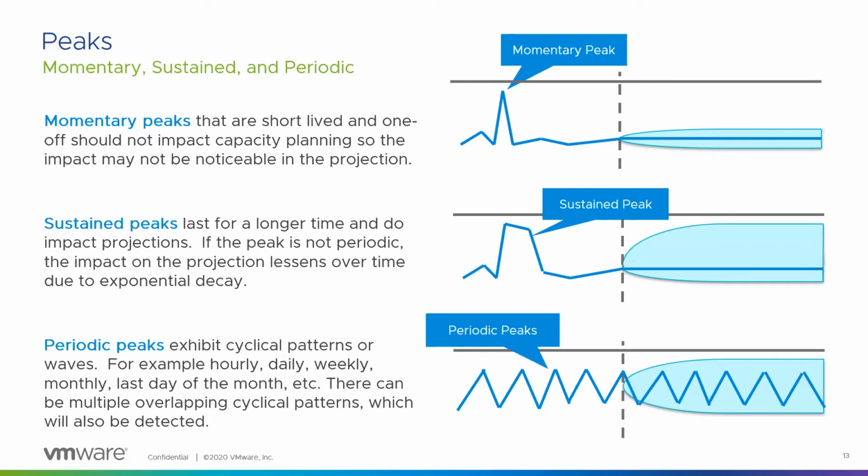Okay, so essentially you could have peaks which can be of different nature in a given environment. It could be momentary, sustained, or periodic. Now, in this particular case, what we are talking about is the momentary peaks, sustained peaks, and periodic peaks and how they're captured by the system.